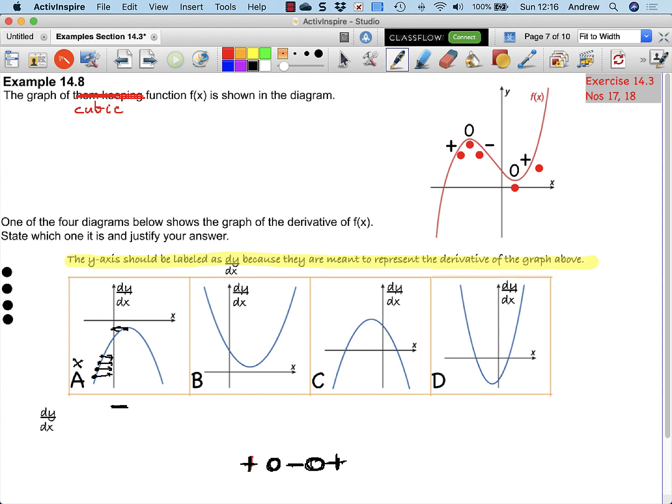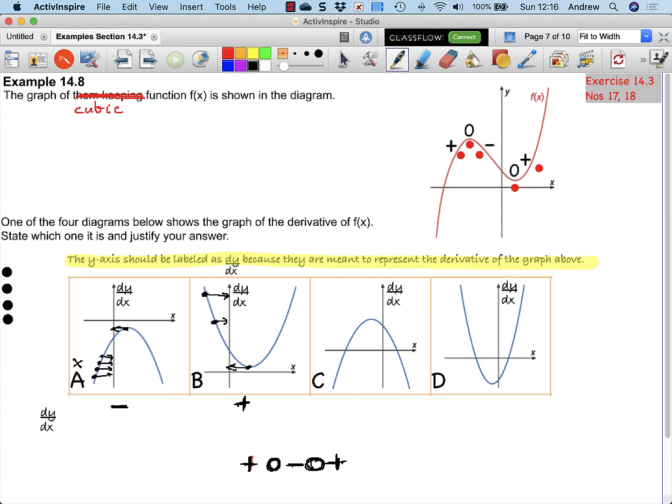When we look at this graph, let's just pick an arbitrary point, this point here. What dy by dx value does it give? It gives a positive value. What does it give here? Positive value. What does it give here? Positive value. So this graph only ever gives positive values.